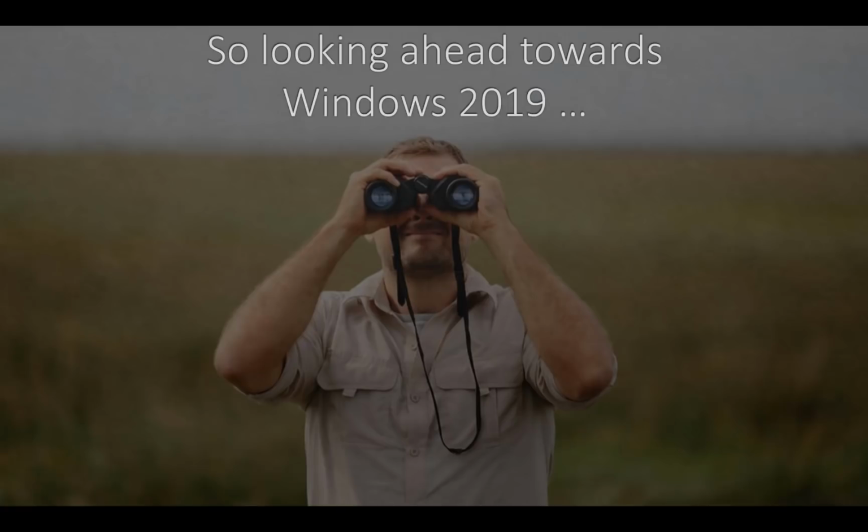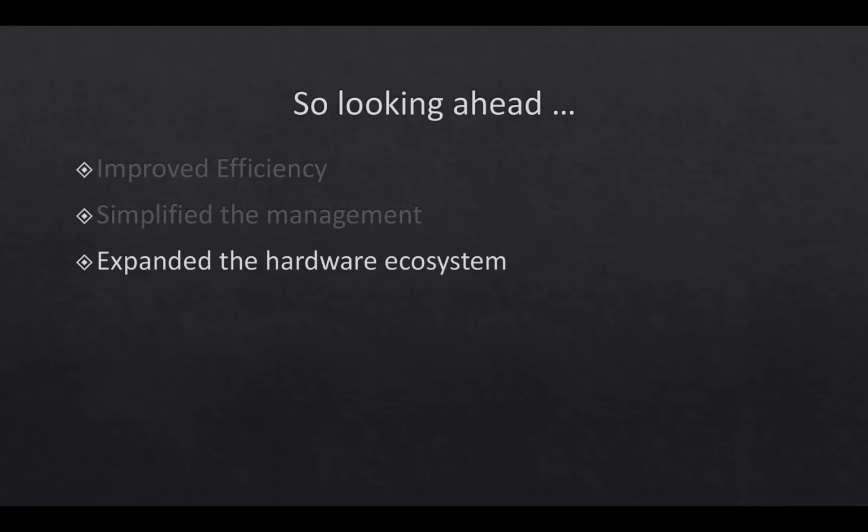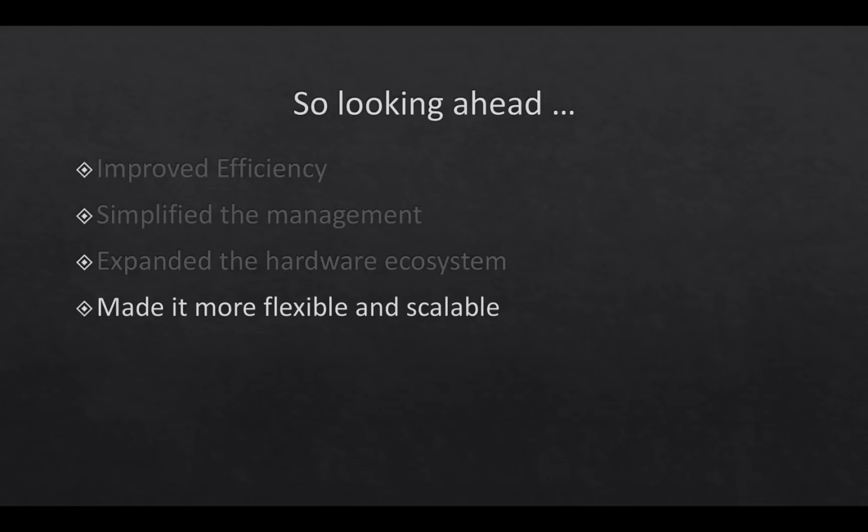So, looking ahead towards Windows 2019, what are some of the things that we looked at? One of the things, improving the efficiency, making everything better. We simplified the management, and we'll talk a little bit about that. We expanded the hardware ecosystem to involve a lot more hardware, especially newer hardware. So we made those accommodations for it. We made it more flexible, more scalable with some of the new features that we had.